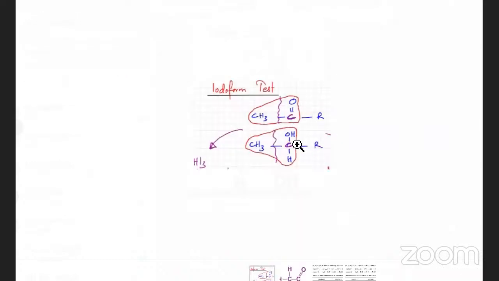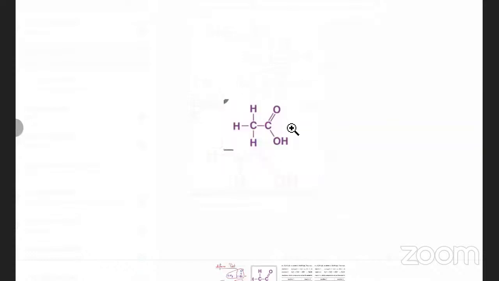The question is about the iodoform test. I previously told you that it needs a methyl with a carbonyl group. The question is about whether this is going to give a positive test. It's not going to give a positive test. It's got to be methyl with a carbonyl group, not with a carboxylic acid. Remember that. Iodoform tests happen for carbonyl compounds only.